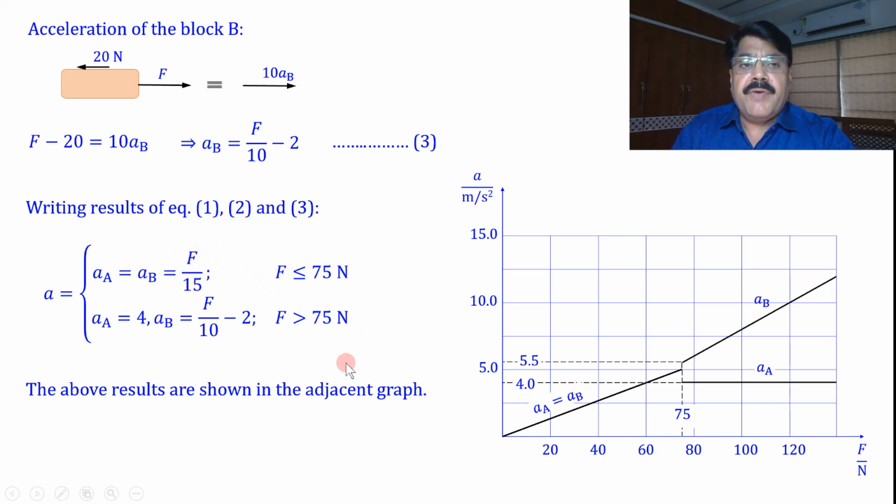Now suppose it were asked the acceleration of the blocks at F equal to 100 Newton. Even for that we have to first decide when the sliding will initiate. So we have seen sliding initiates at F equal to 75. So 75 is less than 100. So here is the result. This is the equation under consideration. So for F equal to 100 Newton, a_A is 4 and a_B is 100 by 10, 10 minus 2, 8. So in this way you have to calculate.